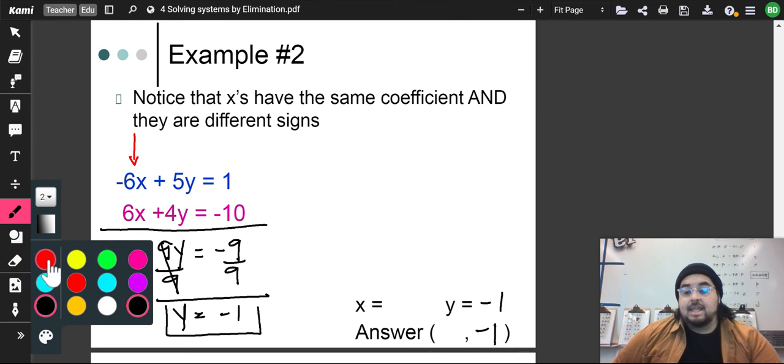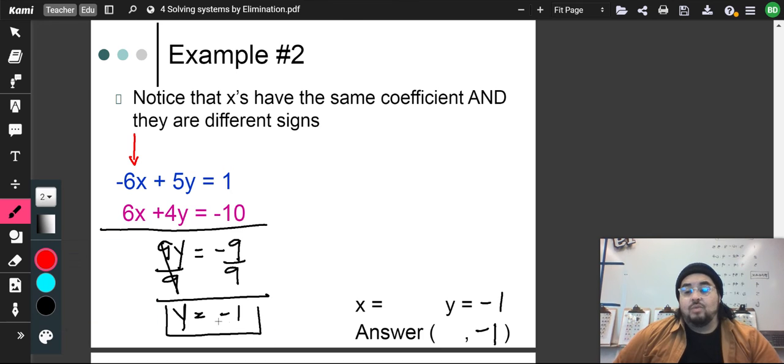Again, I take that value, that y equals negative 1, and I plug it into either of the equations. So I can use top or bottom. I'm just going to plug it into the top just to be consistent. Okay, so I have negative 6x plus 5. Again, instead of y, I'm putting in negative 1 equals 1. Okay, let's simplify.